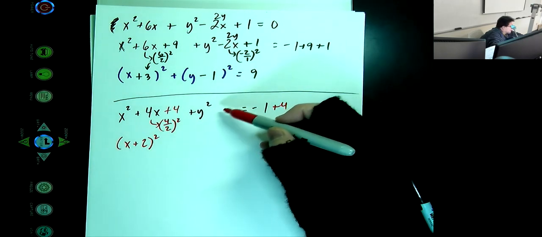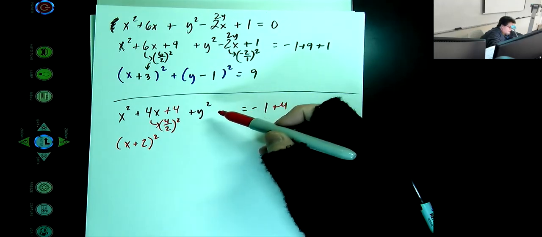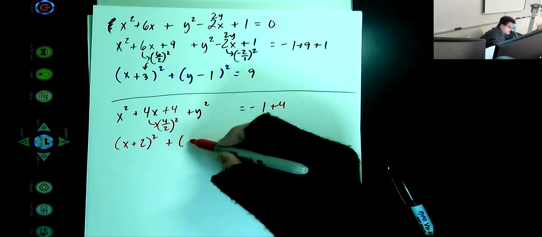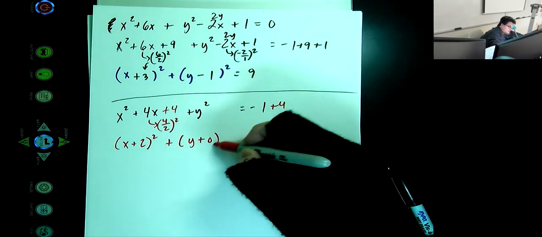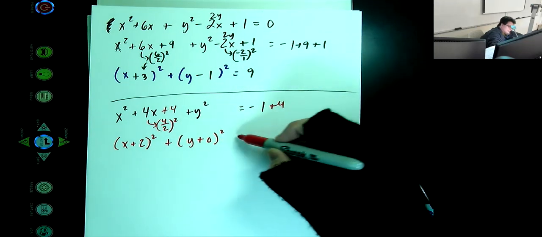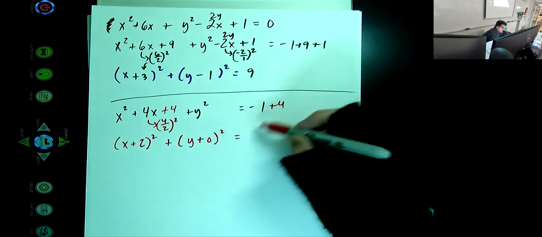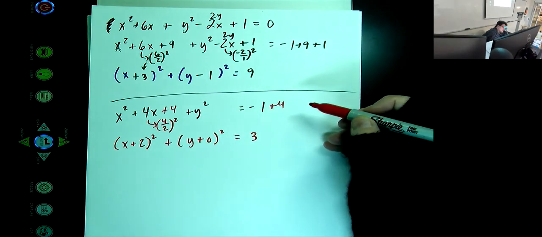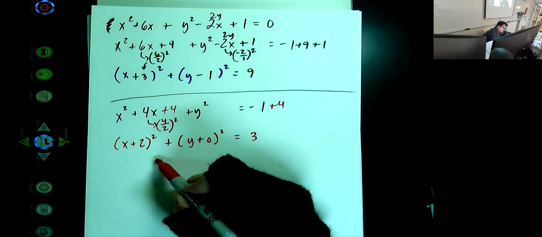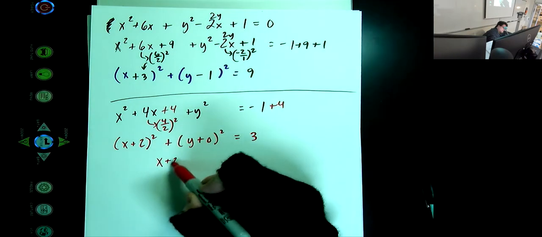There's no y term to cut in half, right? So it's a 0. If you want, you can write 0 in there, but there's nothing else to add to the right side. But don't leave the 0 in when you're done.